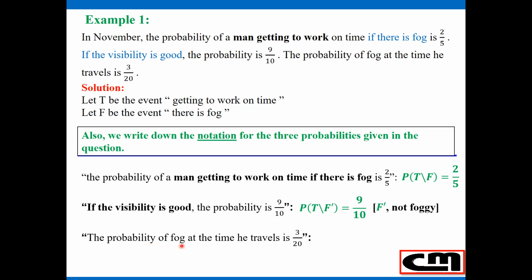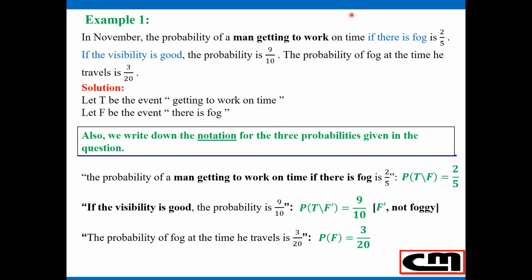The probability of fog at the time he travels is 3/20, right? To that, we simply write probability of F is equal to 3/20, because this one is a straightforward probability of fog at the time he travels. That is that. So that is the probability.